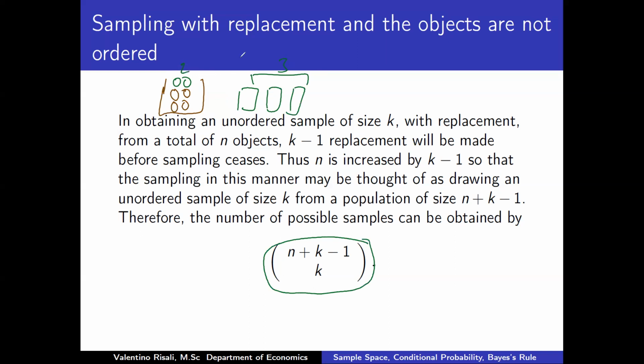Note that 2 is 3 minus 1. So in general, if we want to create a sample of size k, we do k minus 1 replacements. So the total number of objects is n plus k minus 1, where k minus 1 represents the number of replacements. And then since we don't care about the order, we use a combination and select k of them. This is the outline of our formula.